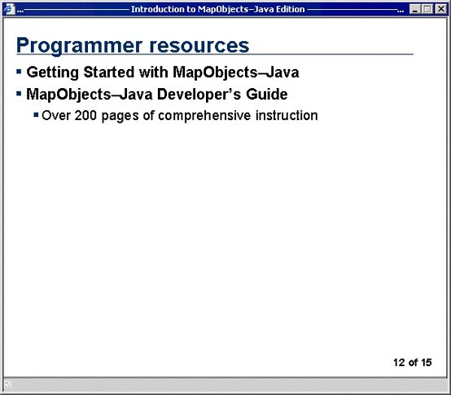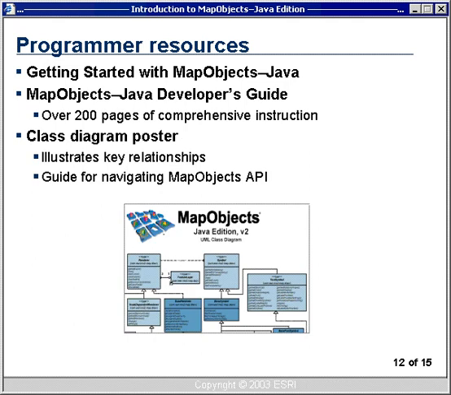You also receive the MapObjects-Java Developer's Guide. And this book provides comprehensive coverage of the core classes and interfaces. It provides further description of server-side and client-side possibilities, and it also takes you through customizing and extending the MapObjects API. You also receive a class diagram poster. And this UML diagram is included in large hard copy format, as well as a PDF on the CD. This diagram is really your roadmap to the API.